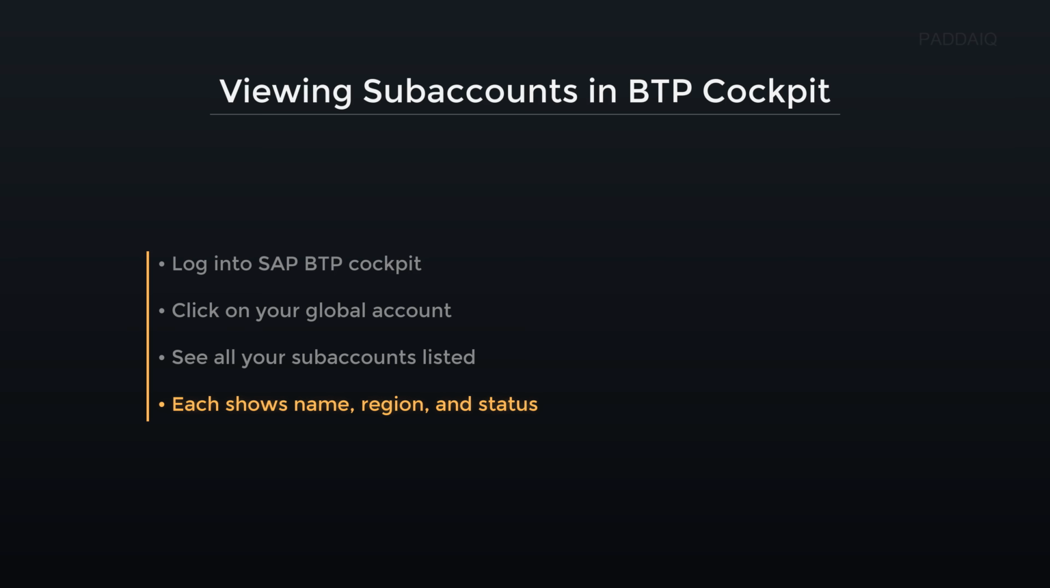Each shows name, region, and status. This means every sub-account in the list displays its unique identifier, the geographic location it's hosted in, and whether it's active or not. For instance, a production sub-account might be in the Europe, Frankfurt region with a ready status. This consistent view helps you quickly assess and manage your BTP resources.